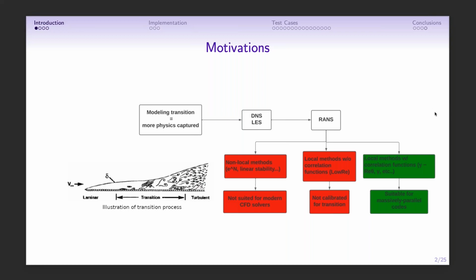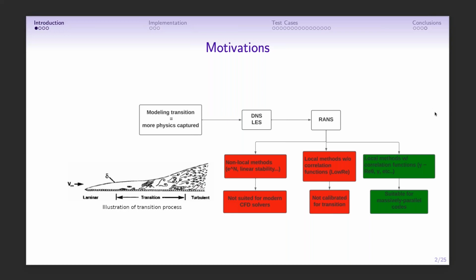To predict transition, we can do it with DNS or LES, but as we know, they are really costly and not industry standard for the moment. For transition models, we have three main families. Non-local methods, for example the e^N method or linear stability analysis, are really reliable, but they are not suited for modern CFD codes, though they may prove me wrong, since they require non-local information, which is not really available in unstructured CFD.